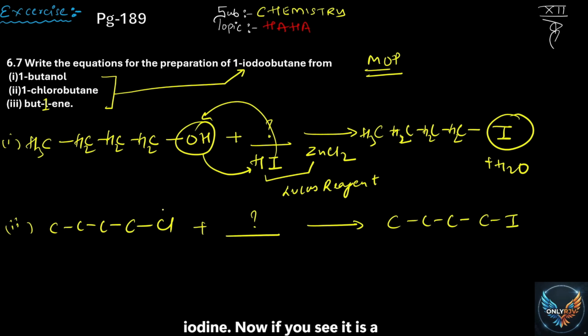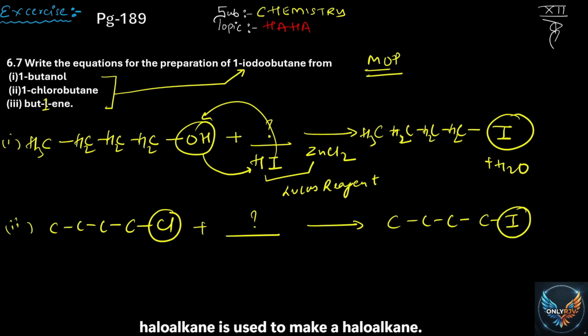Now if you see, this is a haloalkane. This is also a haloalkane. A haloalkane is used to make a haloalkane. Do you remember why we use a halogen exchange reaction? Because iodine and fluorine haloalkanes are not prepared normally.